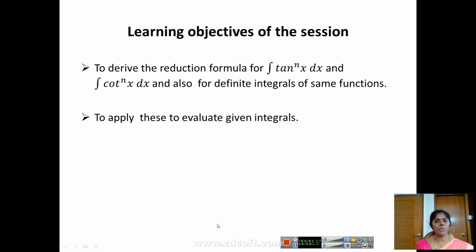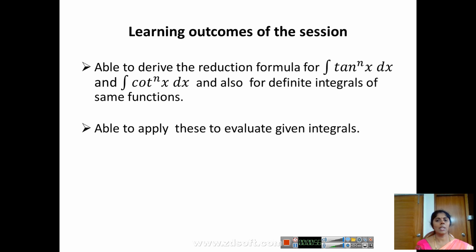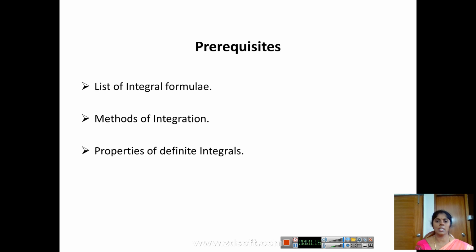The learning objectives are to derive the reduction formula for integral tan to the power n of x dx and integral cot to the power n of x dx, and also for definite integrals of the same functions, and to apply these to evaluate given integrals. The learning outcomes are to be able to derive the reduction formula for integral tan to the power n of x dx and integral cot to the power n of x dx, and also for definite integrals of the same functions, and to be able to apply these to evaluate given integrals.